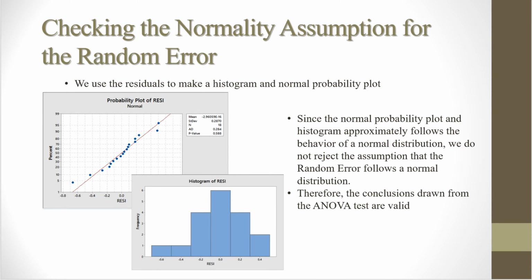So once that's been established, we move on to checking the normality assumption for the random error. So to do this, we use the residuals to make a histogram and normal probability plot. So since the normal probability plot, as we can see here, and the histogram approximately follow the behavior of a normal distribution, we do not reject the assumption that the random error follows a normal distribution. Therefore, the conclusions drawn from the ANOVA test are valid.